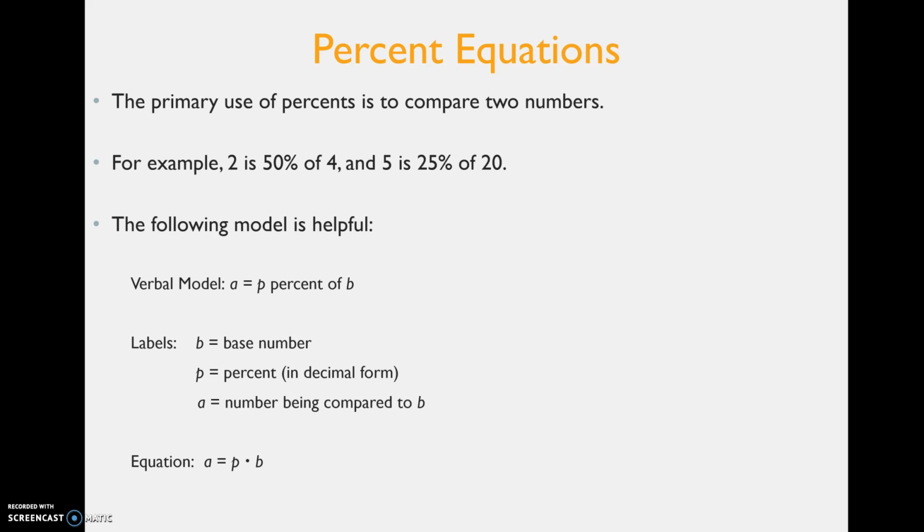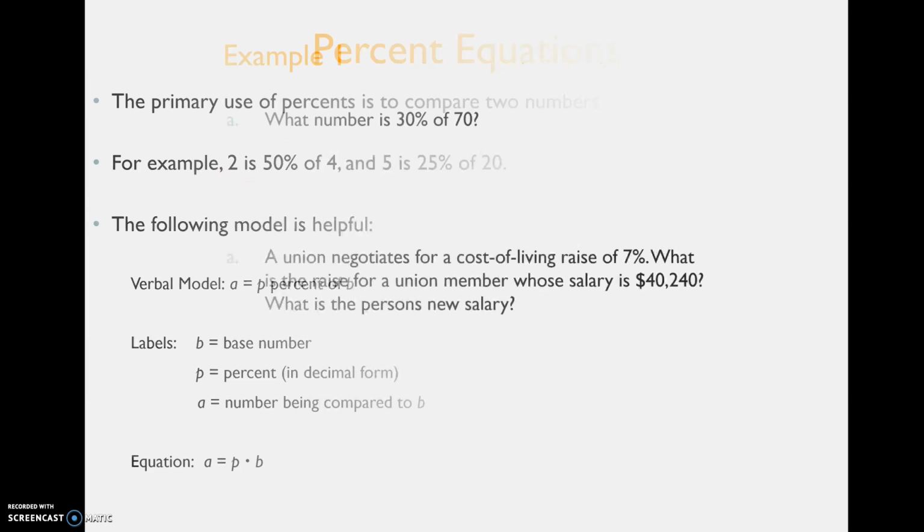This is the first page that you have on your notes. The primary use of percents is to compare two numbers. 2 is 50% of 4. 5 is 25% of 20. This model can be helpful, but basically when you look at this phrase, 2 is 50% of 4, the "is" is the equal sign, the "of" is the multiply.